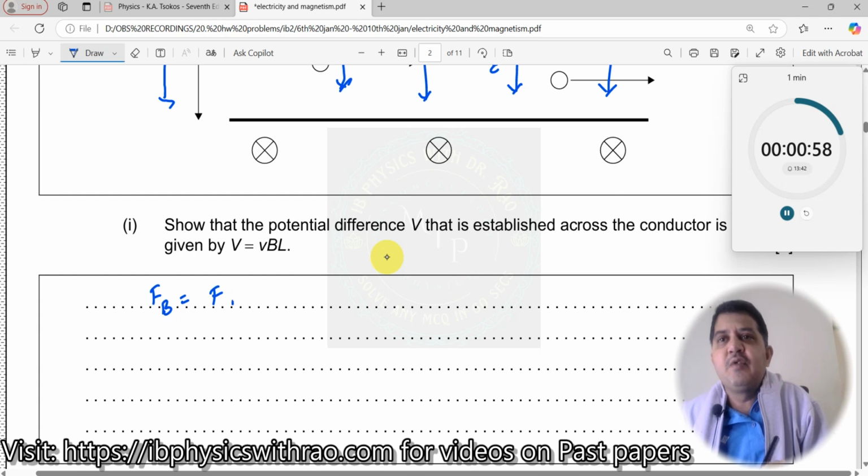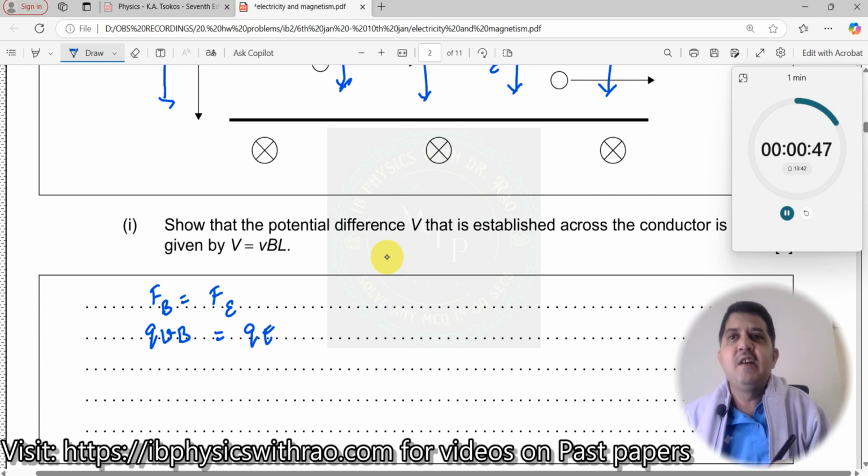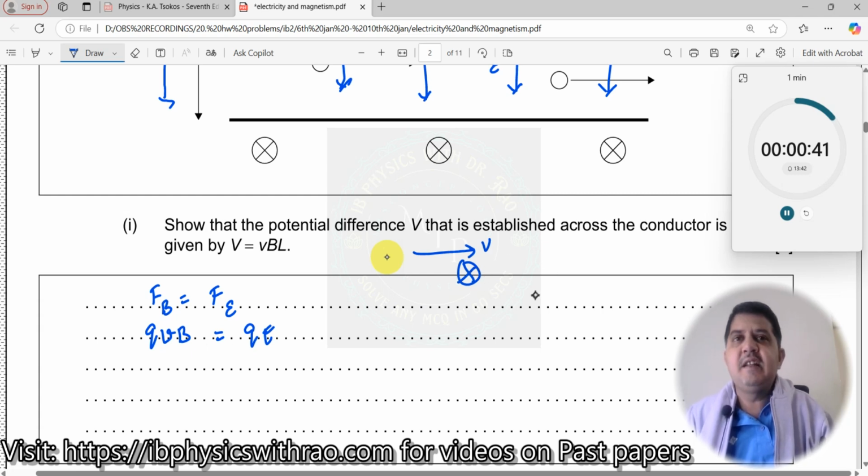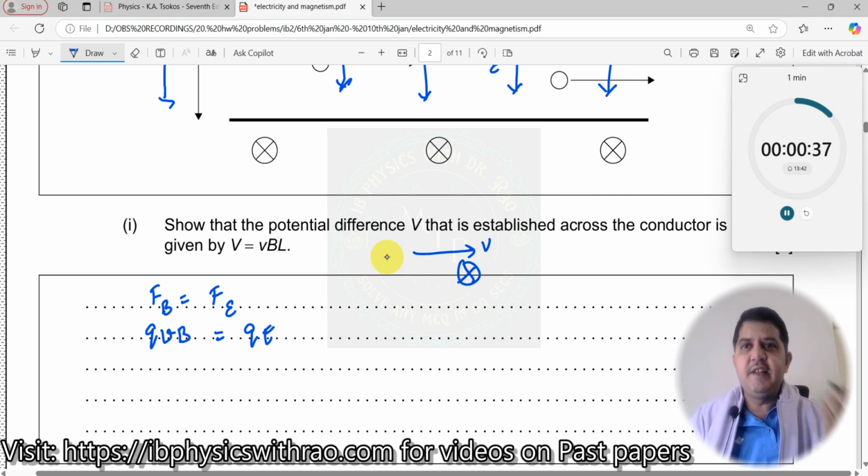FB is equal to FE. What is FB? QVB sine theta is equal to, what is FE? Q into E. Why didn't I write sine theta here? Because theta equal to 90 degrees. Why 90? Because this is the magnetic field, this is the velocity vector. The angle between the velocity and the magnetic field vector is nothing but 90 degrees. They are perpendicular to each other.